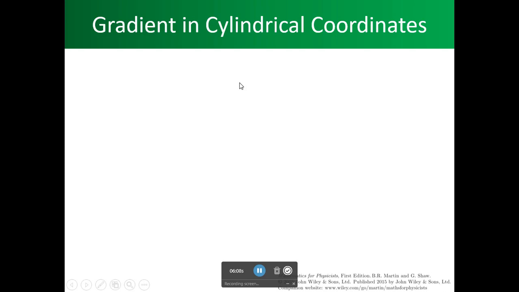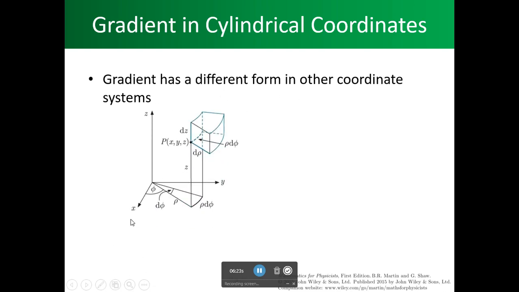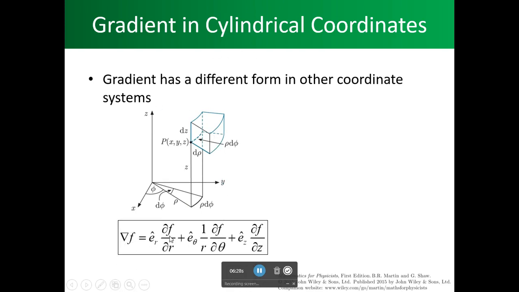Okay, and now we're going to talk specifically about gradients in cylindrical coordinates. When we talk about these gradients, they have different forms depending on what coordinate system you're using. If we're using the cylindrical coordinates, remember, we were just using polar, basically really using the rectangular coordinate system, because we used x, y, and z. So now we know that we talked before that this changes.